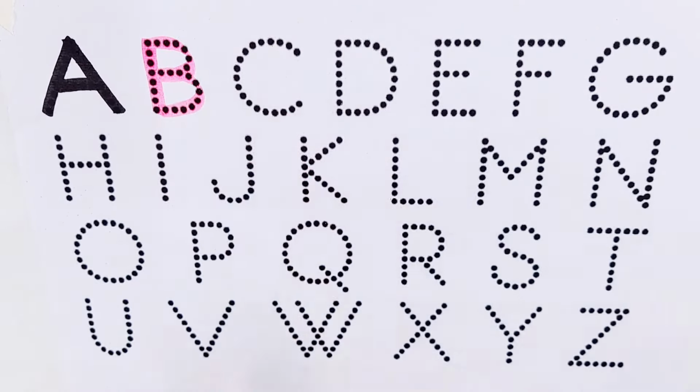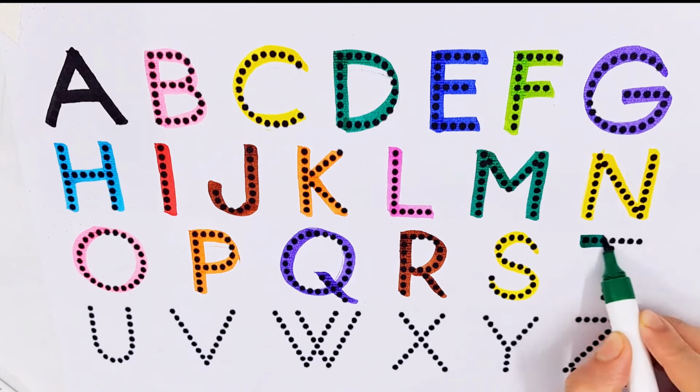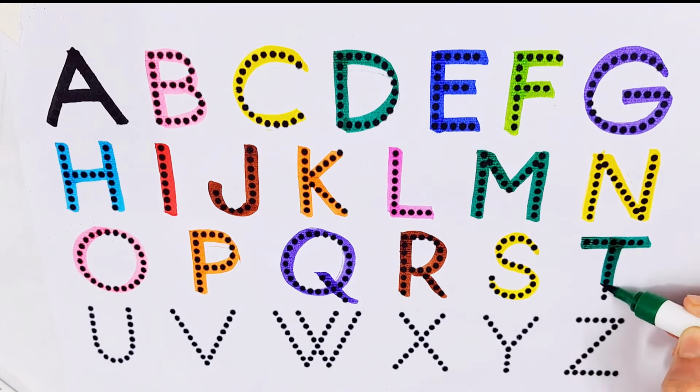Q. Q for queen. R. R for rain. S. S for sun. T. T for tree.